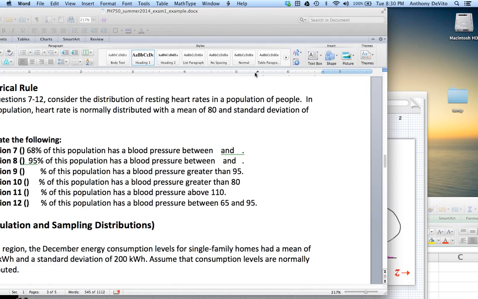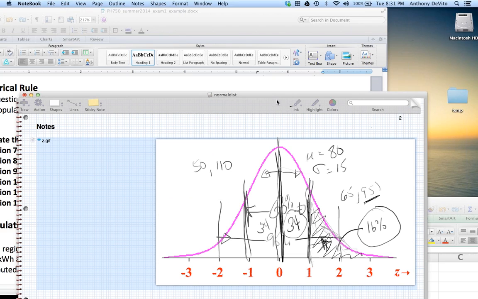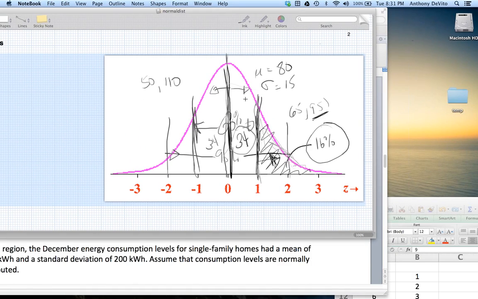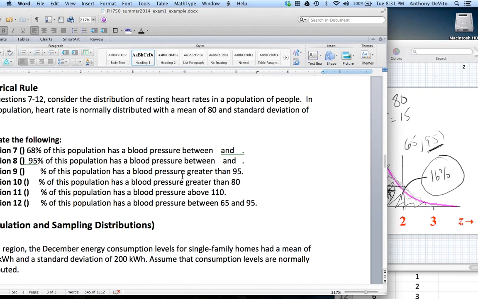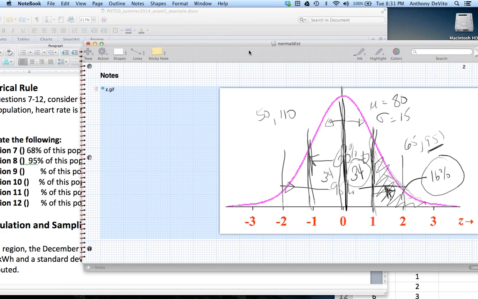Okay, so let's go back here. What's the next question? What percentage has blood pressure greater than 80? That should be pretty easy, right? What's 80? 80 is the mean, right? 50%. Good.